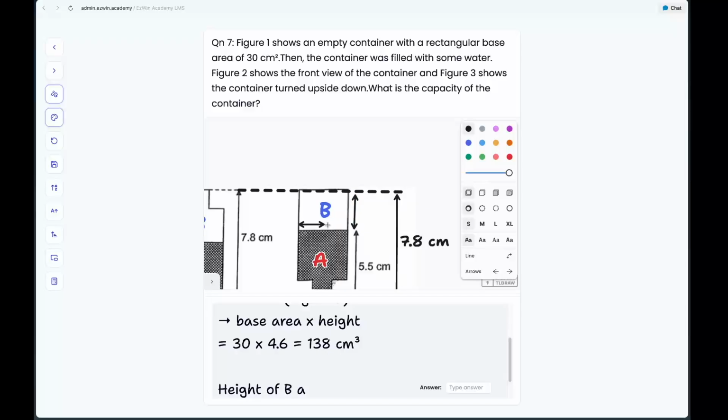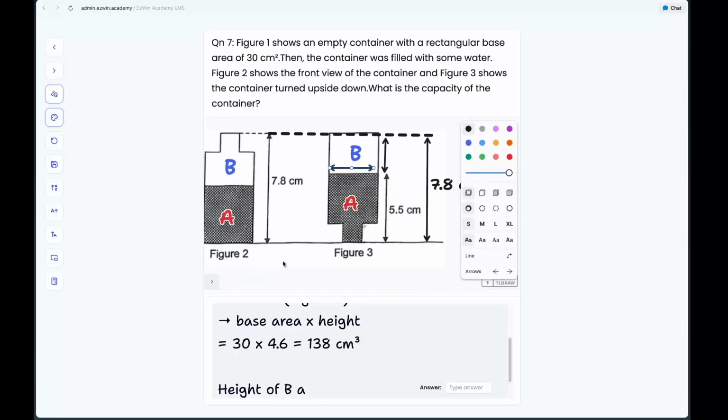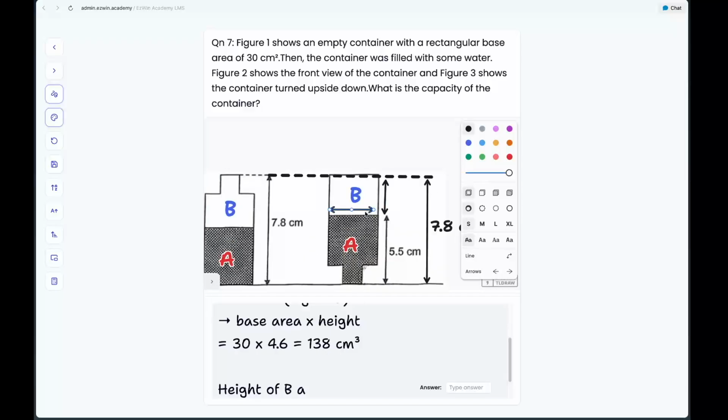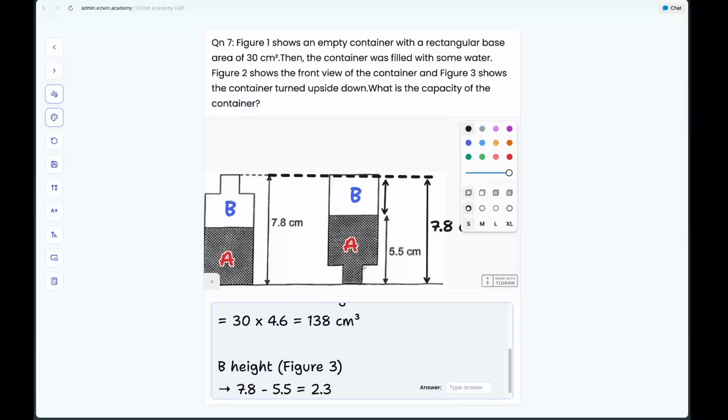Since the area of B is also the same, the base area is the same. So that means the height of B in figure 3 is basically 7.8 minus 5.5, and this will give us 2.3 centimeters.